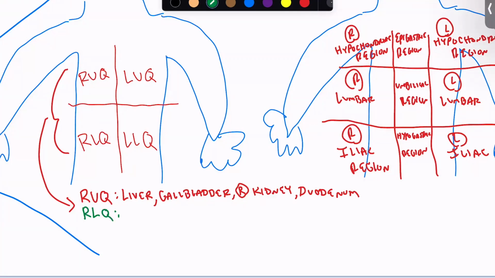Now, if we're thinking about the right lower quadrant, we're going to be thinking of things like the appendix. If you guys remember, we talked about McBurney's point, and so that's where somebody that's having an appendicitis, so infection and inflammation of the appendix, if you push down on that area on the right lower quadrant, they will borderline jump off the table because of how painful it is. Another thing that we have is the ascending colon.